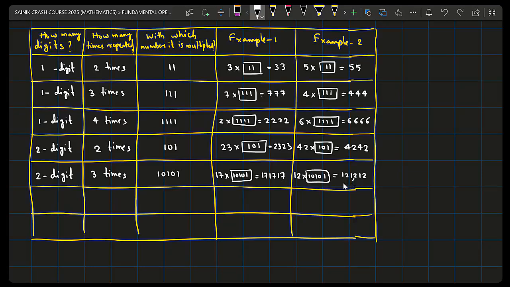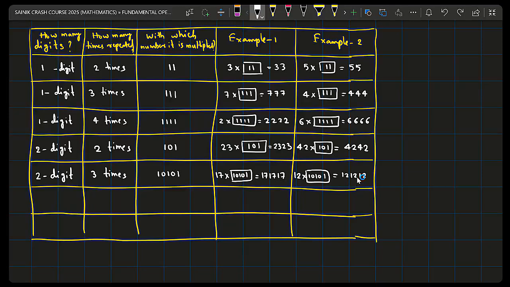If you want to read it in the Indian system, it is 1,21,212. But it is easy. Whenever any two digit number is multiplied by 10101, the two digit number will repeat itself three times. Okay, Varshita? Very good. Four times you can also understand easily: it is nothing but 1010101 again, so you have to repeat that 01 extra.